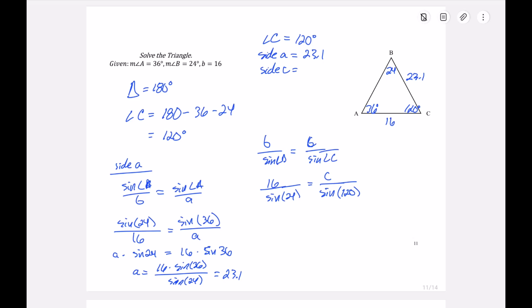If we cross multiply, we get 16 times sine of 120 is equal to C times sine of 24. If we divide by sine of 24, we get C is equal to 16 times sine of 120 all over sine of 24. And if you plug that into your calculator, you will get approximately 34.1.